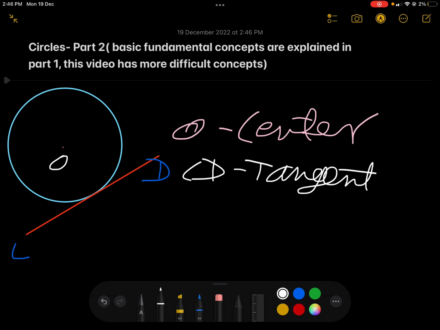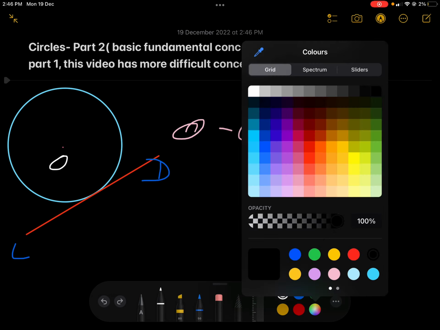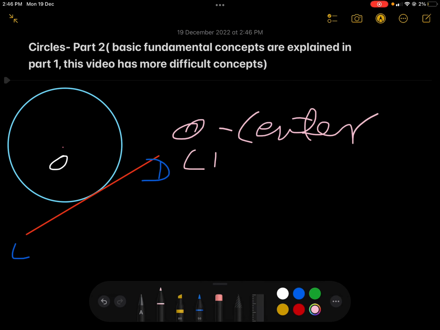Understood? So the tangent is basically a line segment which strikes the circle at one point and then leaves it. As you can see in this case, I'll mark that with pink here. So that is our tangent: a line segment which strikes the circumference of the circle at one point, does not enter the circle, and then leaves.